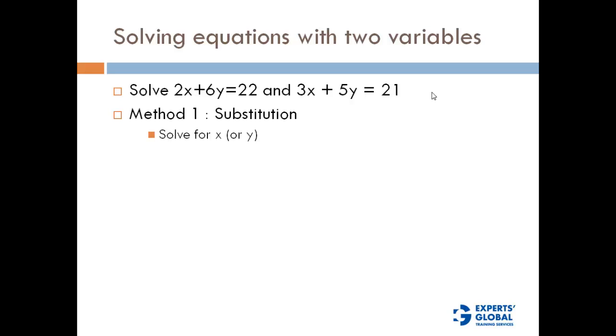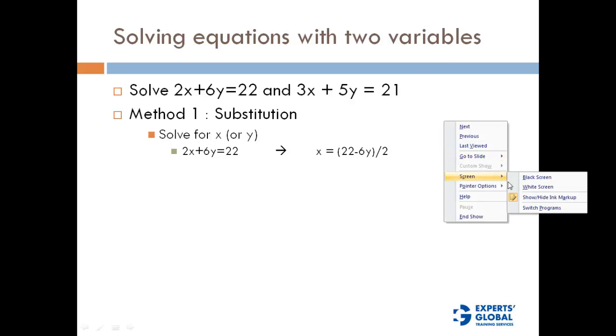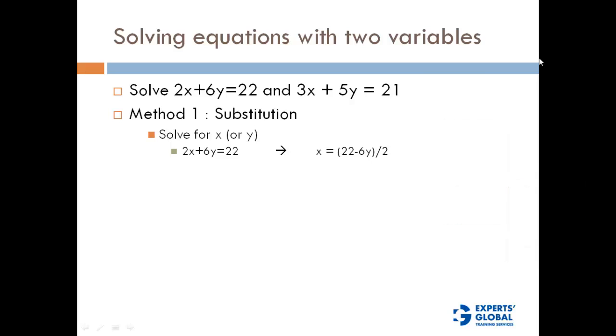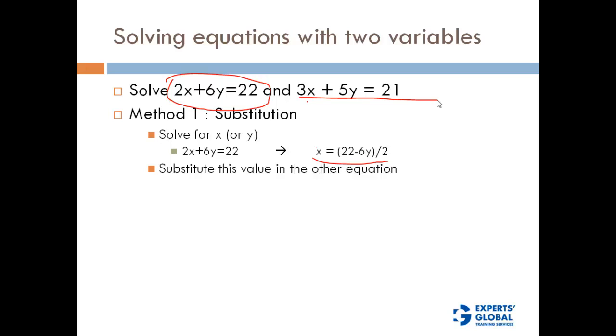We have two options here. We can solve for x or we can solve for y. Either way is fine. So let's say I'm going to write x in terms of y. So I get x is equal to (22 minus 6y) divided by 2. I'm taking it based on this equation, right? And I get this value of x and I'll put it here, substituting this value in the other equation.